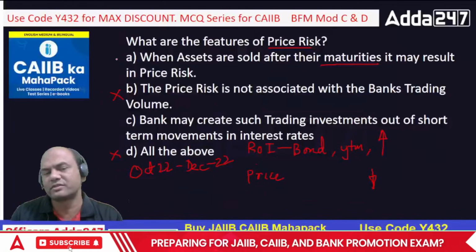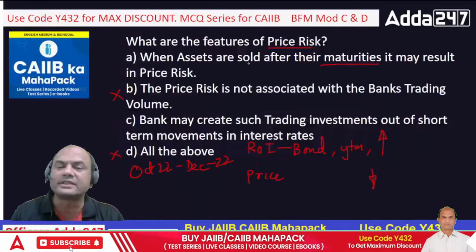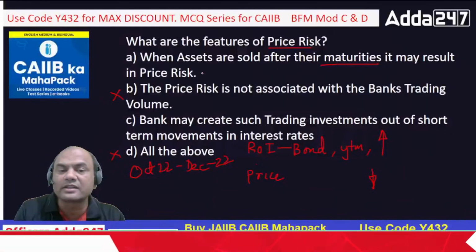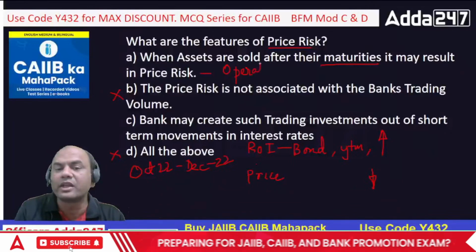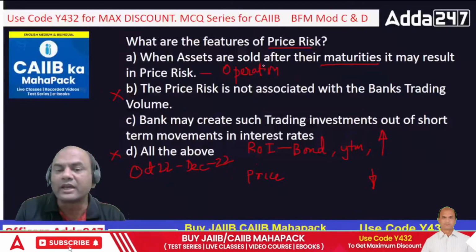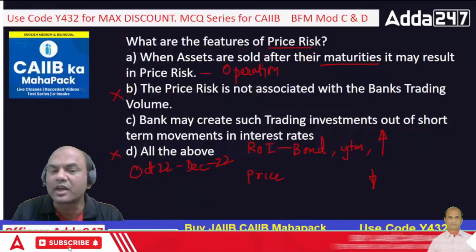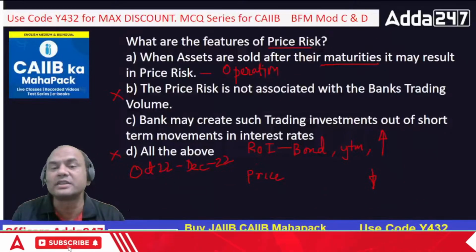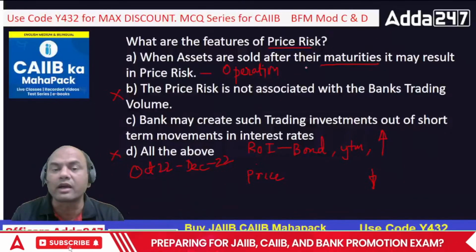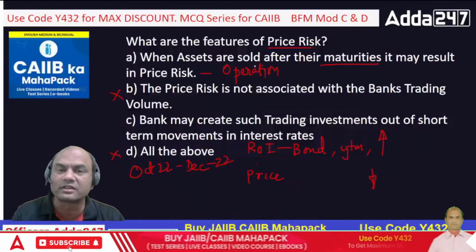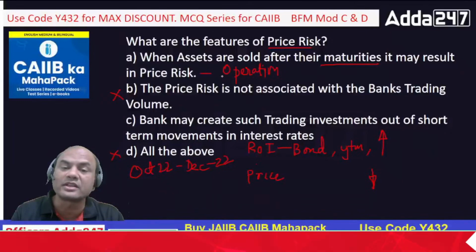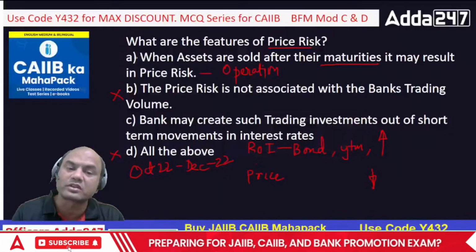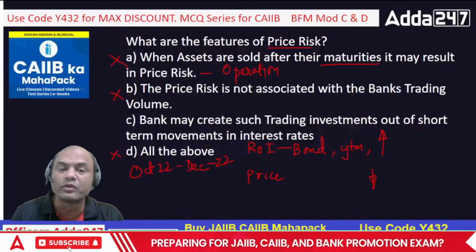See this. A is not the answer. Why can't A be the answer? Because assets are sold after their maturities, means it's an operational risk. It's not a price risk. Operational. Some of your employees or your system has not worked properly. This system should have triggered that this is the maturity of the bond today, kindly sell it to that concerned company. So this should have been triggered. So this is an operations risk. This is not a feature of price risk. So the only answer is C.